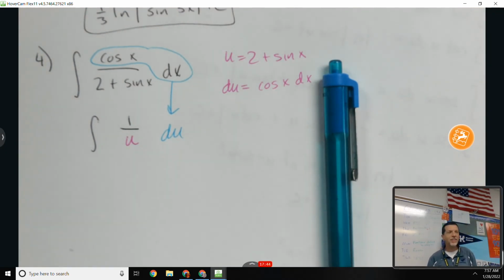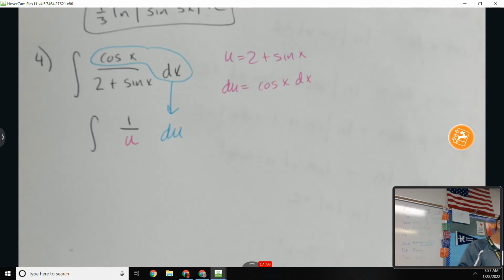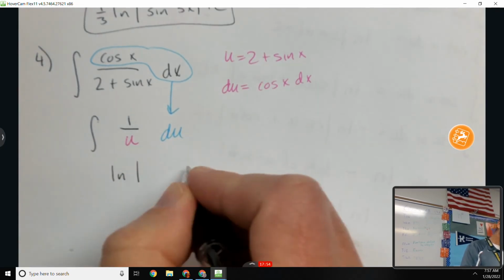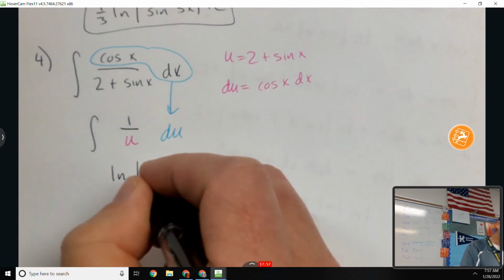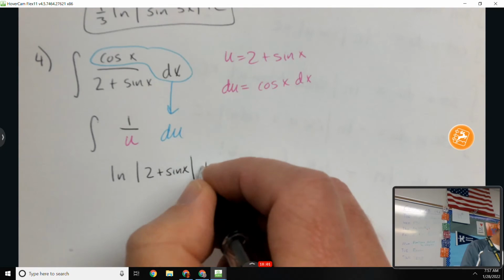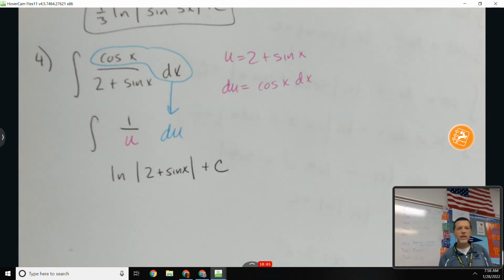You're going to see this a lot today. What's the integral of 1 over u du? Natural log of the absolute value. Again, I'm going to go ahead and substitute u in on the fly here. Plus c. That one didn't have any constants to fix. No negatives to worry about. That was pretty straightforward.